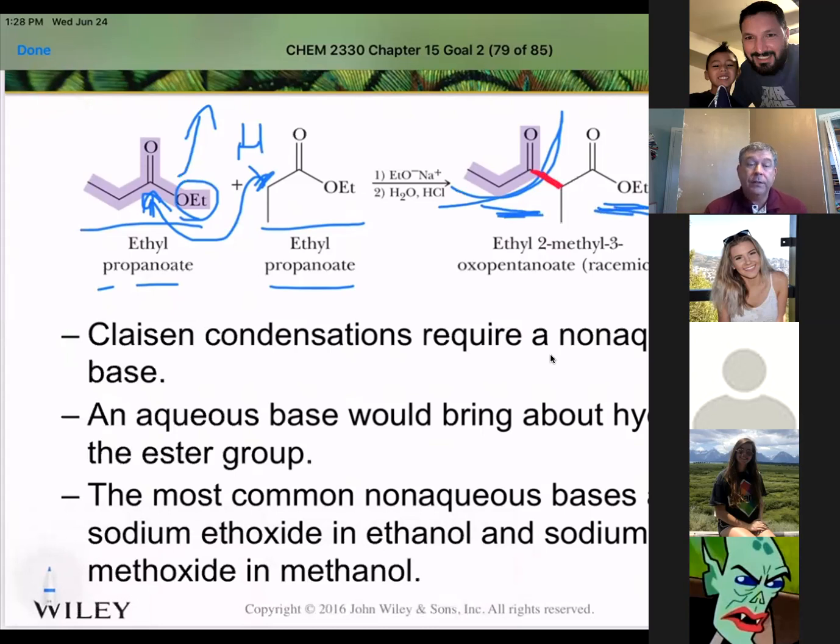Claisen reactions always use esters, and therefore you can only take the alpha proton off one side of the carbonyl. So that makes it easier to figure out where the products are going to go. However, in the Claisen, you also lose one equivalent of alcohol, which is the other half of this ester here. So we end up with a beta keto ester.